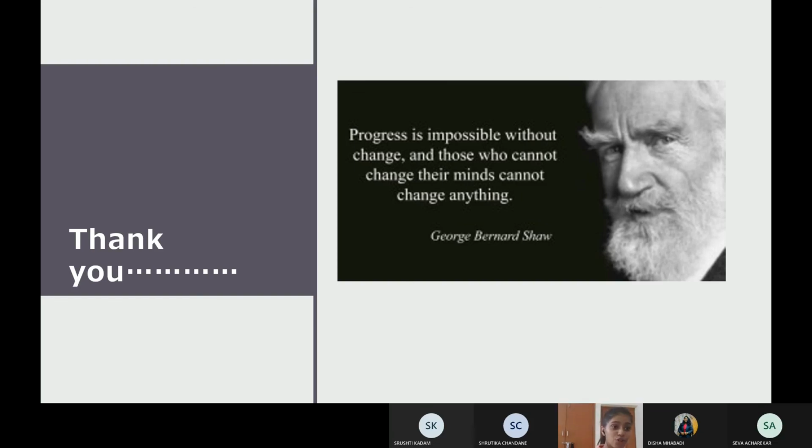It is rightly said by George Bernard Shaw that progress is impossible without change, and those who cannot change their mind cannot change anything. Thank you.